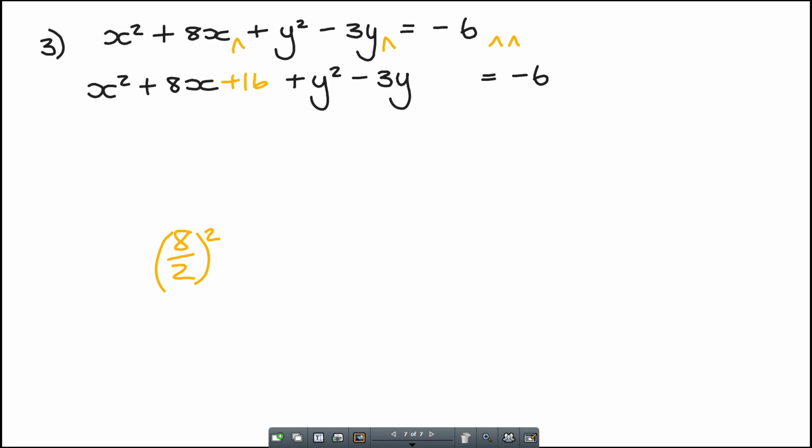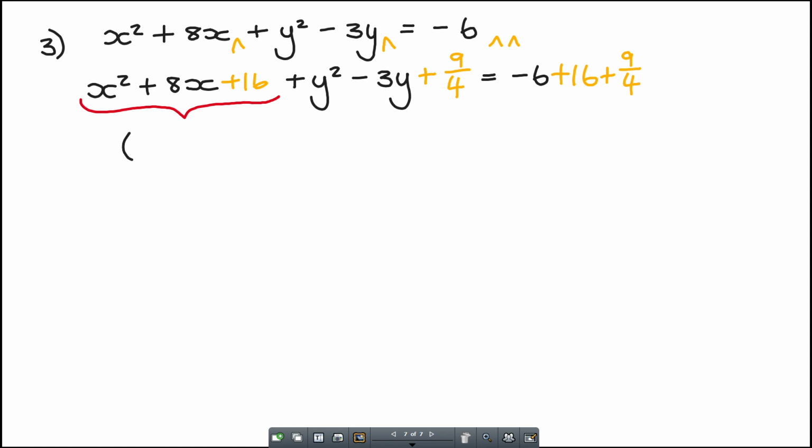And if I add 16 here, I must also add 16 there. Okay. Then over here, I have minus 3. That's the coefficient of y. Then divided by 2, and then we square it, which will give me positive 9 over 4. So plus 9 over 4. You guys good with that? Okay, now if I group these together, this 16 is actually my clue too, that the bracket will be x plus 4, because the square root of 16 was the 4. Okay, now let's group these together.